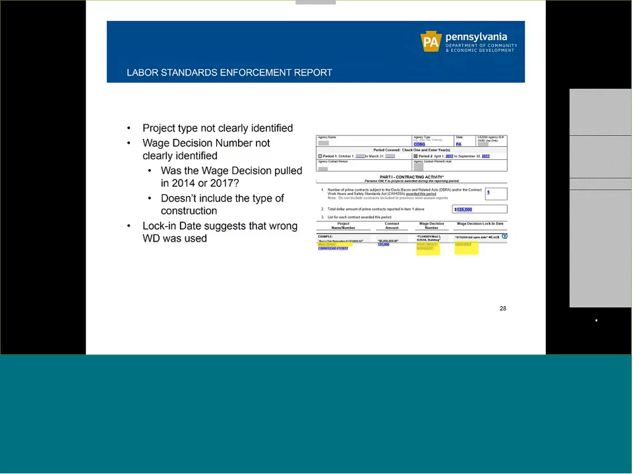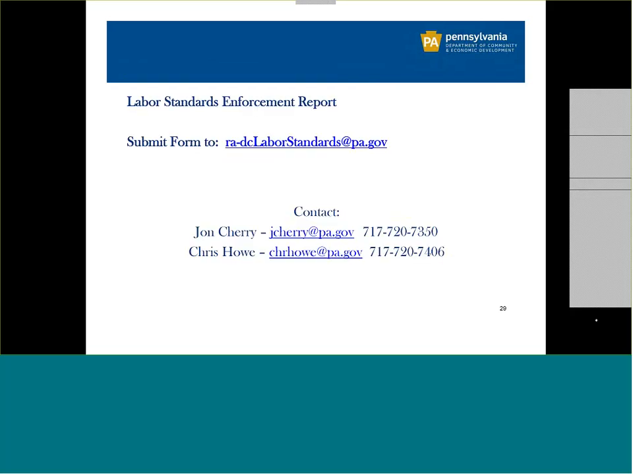So any information that seems wrong, or a bid opening date that is past the 10 days of when the next wage decision should have been pulled, we do reference these back and we do pull these for monitoring. So you want to make sure that you're pulling the right wage decision and including the right information on these reports. Any questions? You can contact myself or Chris Howe, and our contact information is on there.